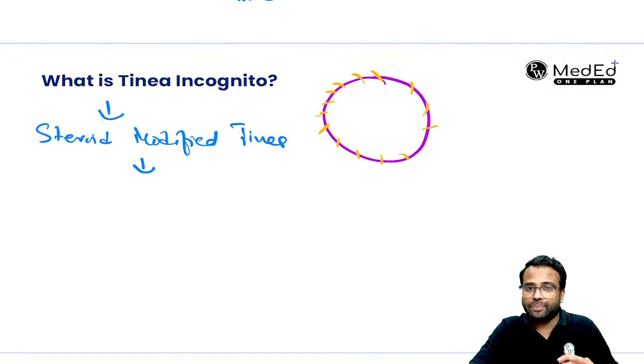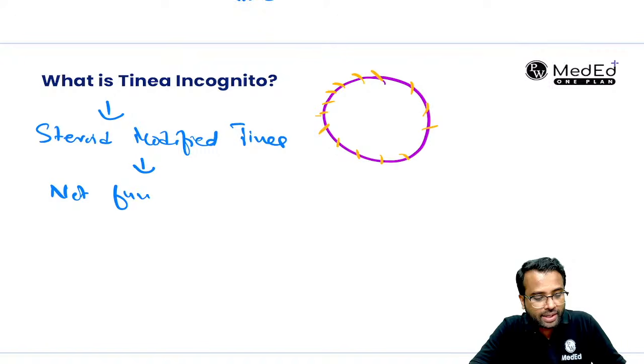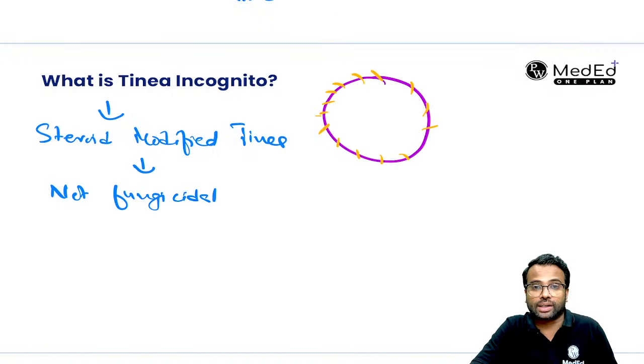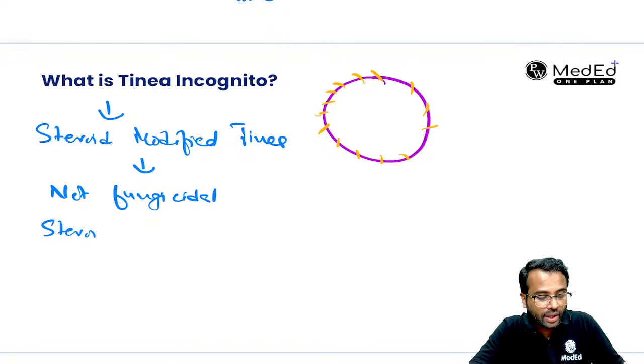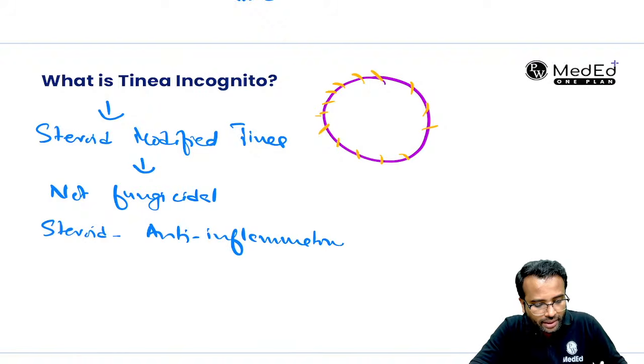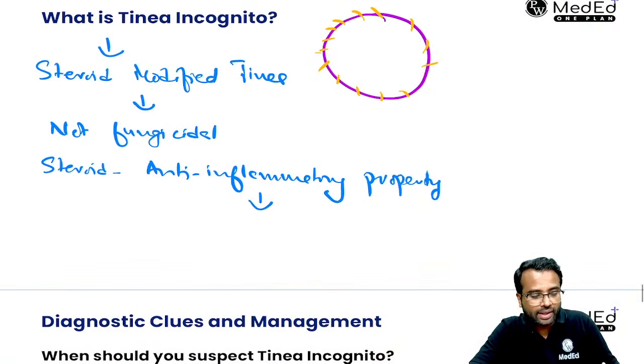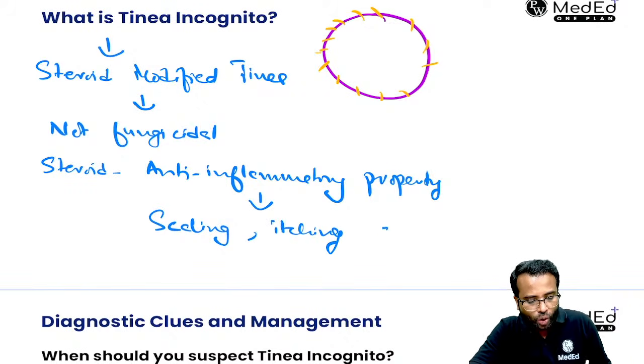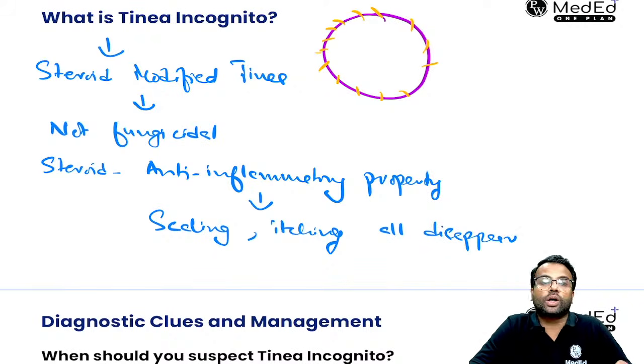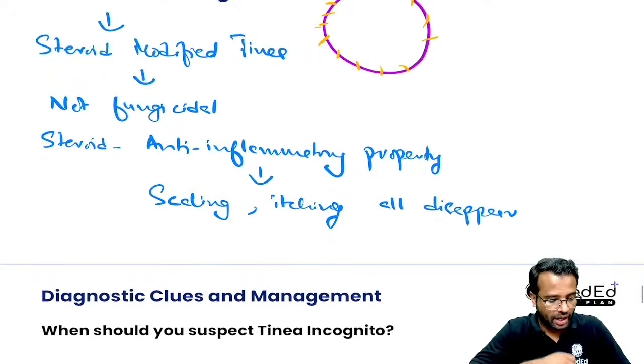A steroid cream, can it kill a fungus? The answer is no. It is not fungicidal. It cannot kill a fungus. But a steroid cream has an anti-inflammatory property. Since it has anti-inflammatory property, that is the reason why scaling will disappear. Itching will also reduce. All will disappear. But the lesion is still present because the fungus is still there. It's called tinea incognito.